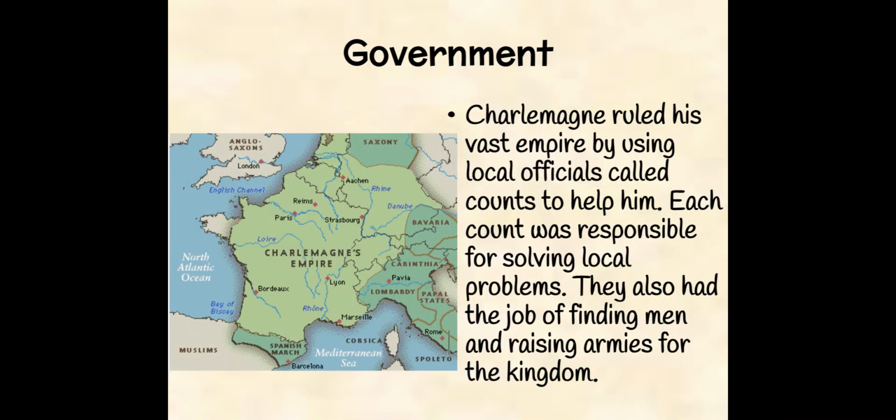Okay, so the government. Charlemagne ruled his vast empire using local officials called counts to help him. Each count was responsible for solving local problems, and they also had the job of finding men and raising armies for their kingdom. So basically, he was giving out pieces of land so that everybody had a job to do, and it made things a lot easier instead of him trying to rule everything all on his own.